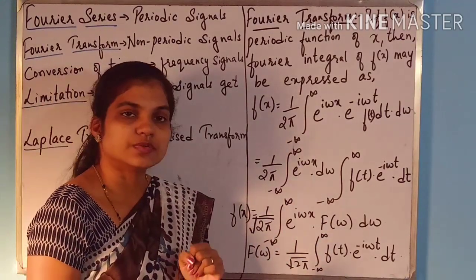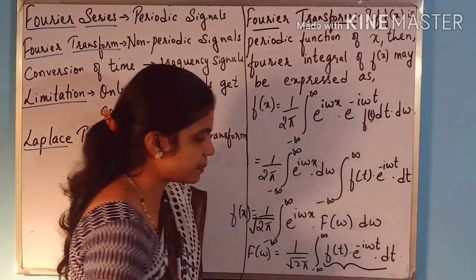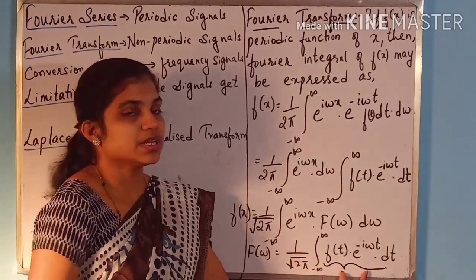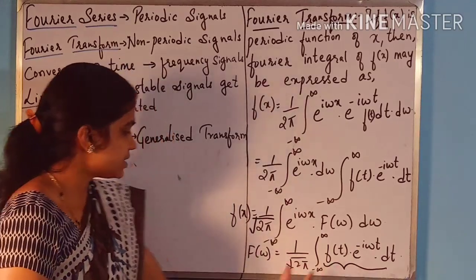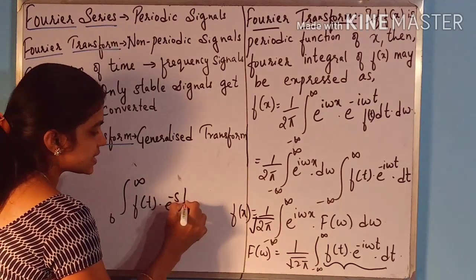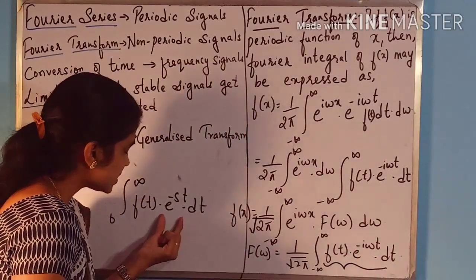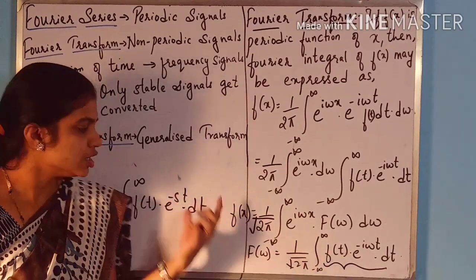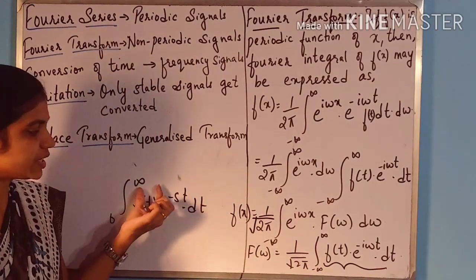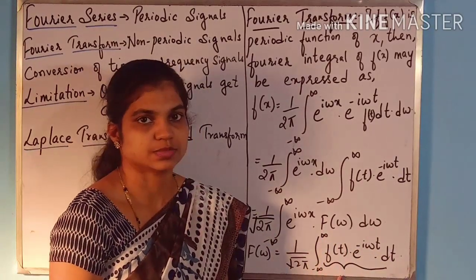One more thing we notice here is that this part of the Fourier transform looks similar to our Laplace transform. How did we define our Laplace transform? ∫ from 0 to ∞ of f(t) e^(-st) dt. So instead of minus s, I have minus iω, and you can see they are almost the same. But we have an extra term 1/√(2π), and the integral is from 0 to infinity here, whereas in the Fourier transform it is from -∞ to ∞. That is the only difference.